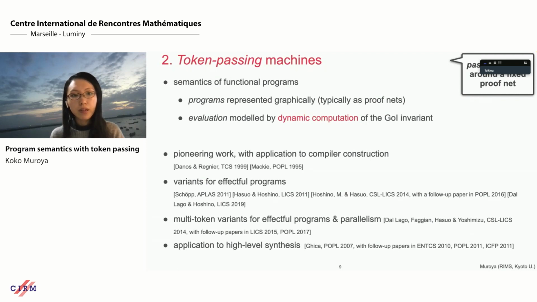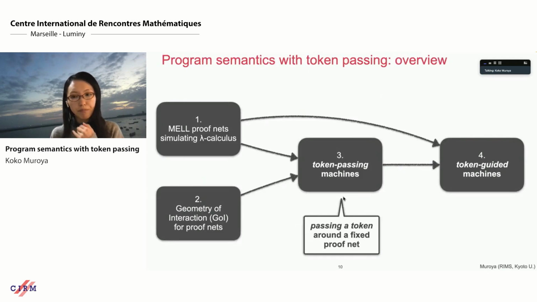Cool. So, am I going too fast? Let's see. So I showed and briefly explained token passing machines. The key idea is to pass a token around the proof net. It's very visual, which I like. And it is also mathematically well founded, so you can use category theory to describe these token passing machines in a compositional way.